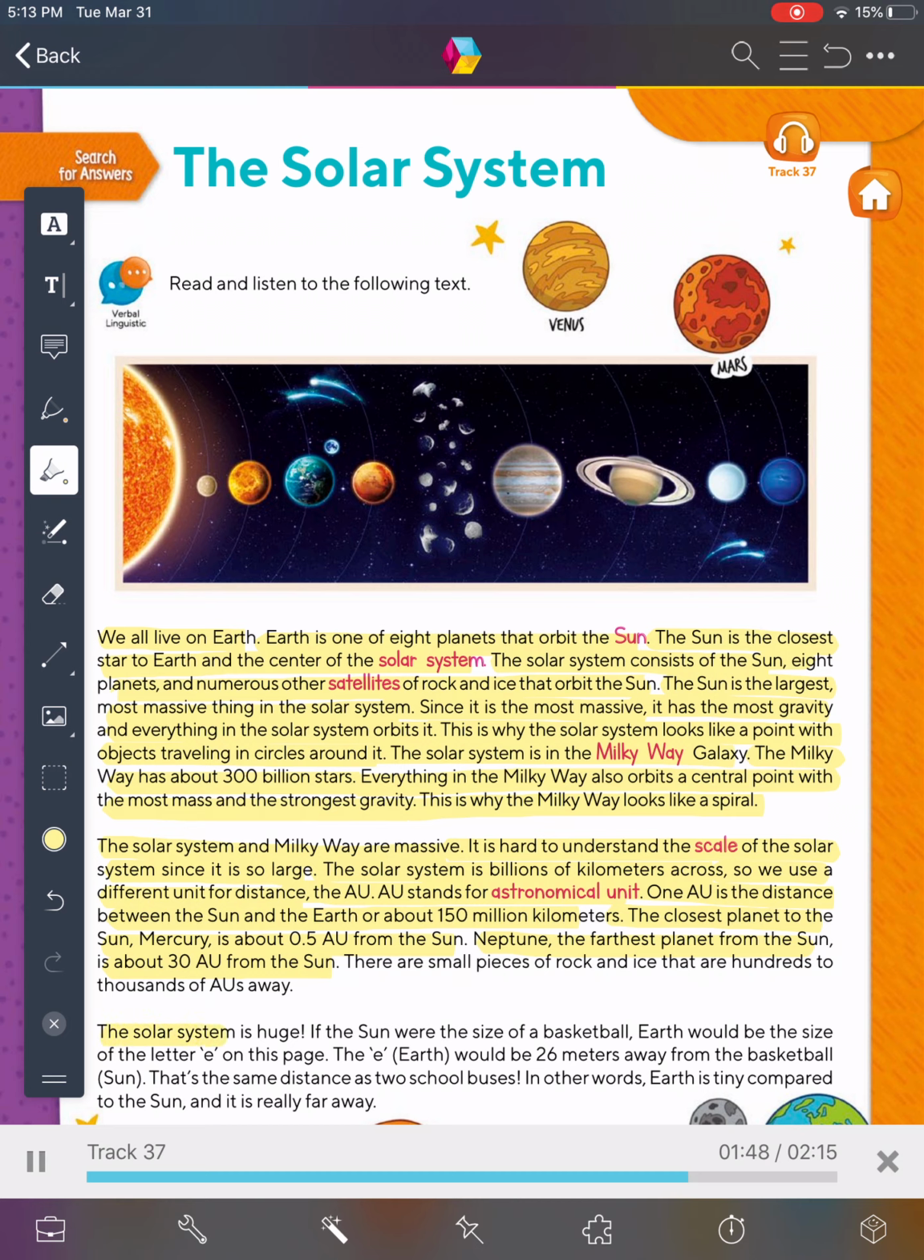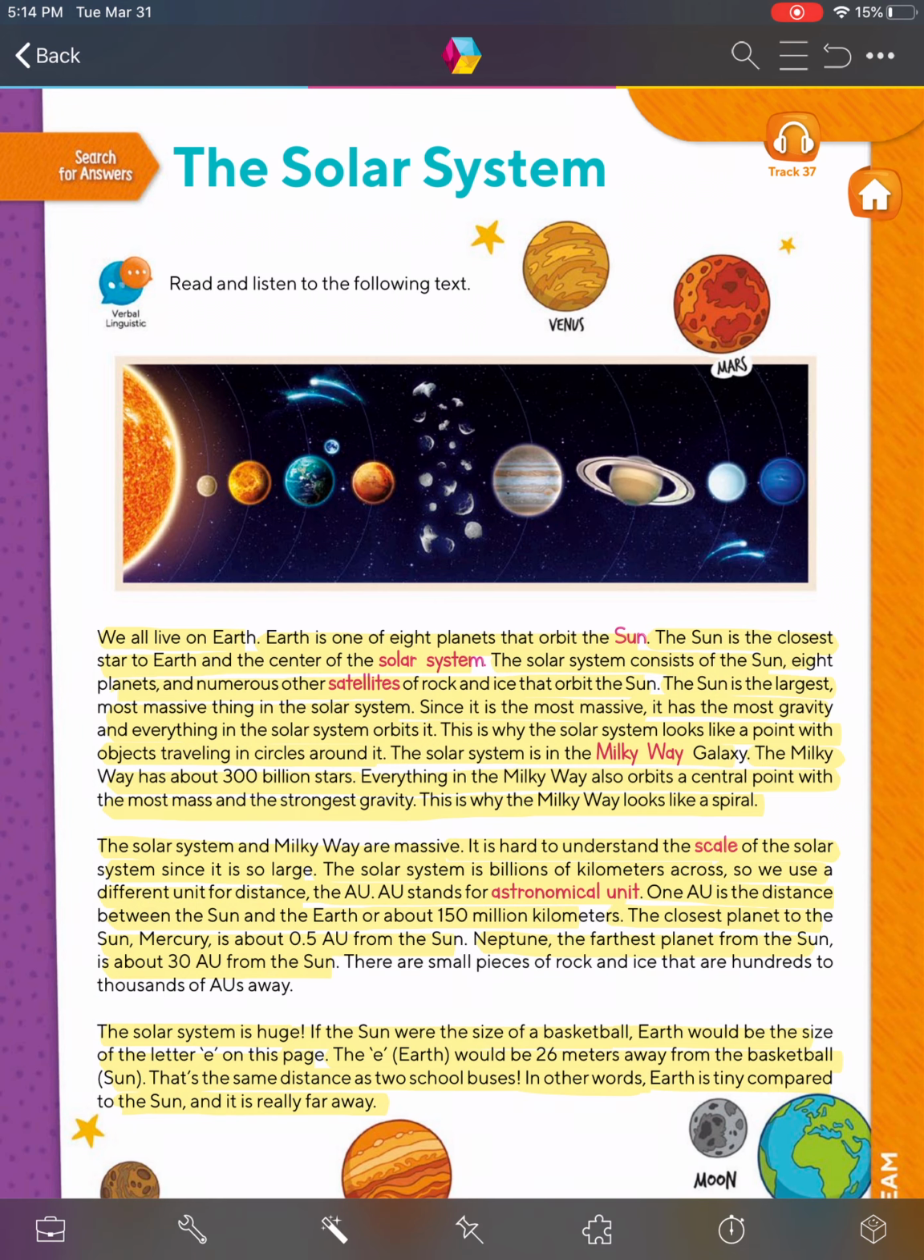The solar system is huge. If the Sun were the size of a basketball, Earth would be the size of the letter E on this page. The E, Earth, would be 26 meters away from the basketball, Sun. That's the same distance as 2 school buses. In other words, Earth is tiny compared to the Sun, and it is really far away.